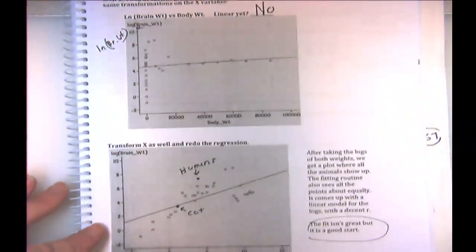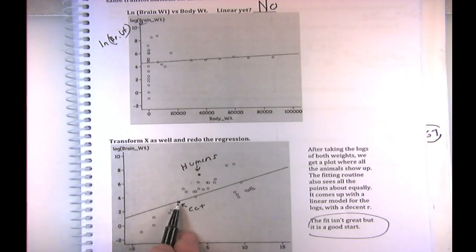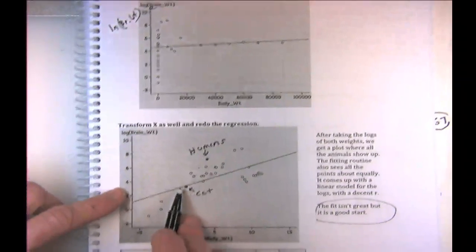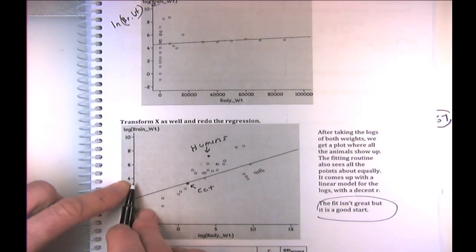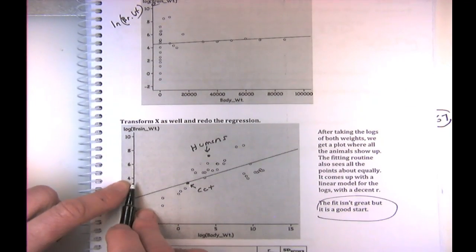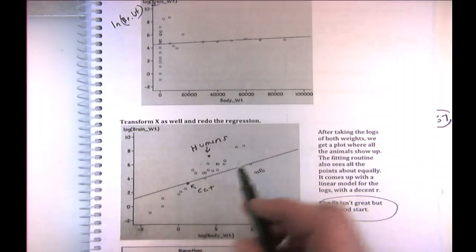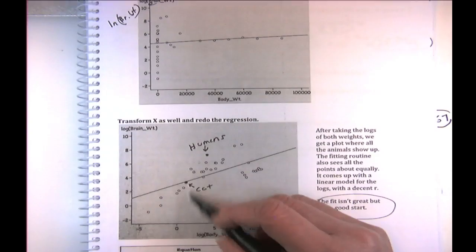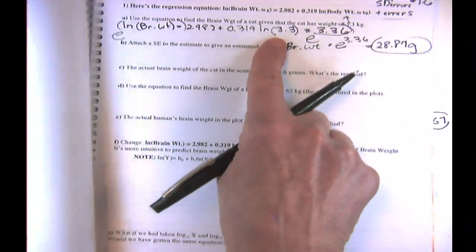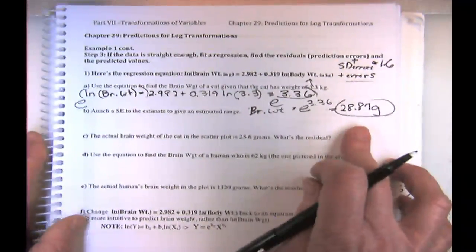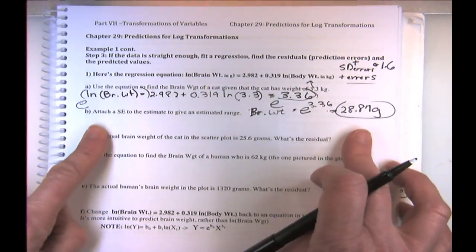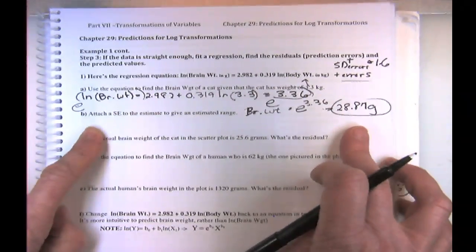There's the cat. The log of the brain weight looks like about 3.36, right? And the log of the body weight would be the log of 3.3. All right, so it looks good. 28.87. Now attach a standard error to that estimate to give an estimated range.